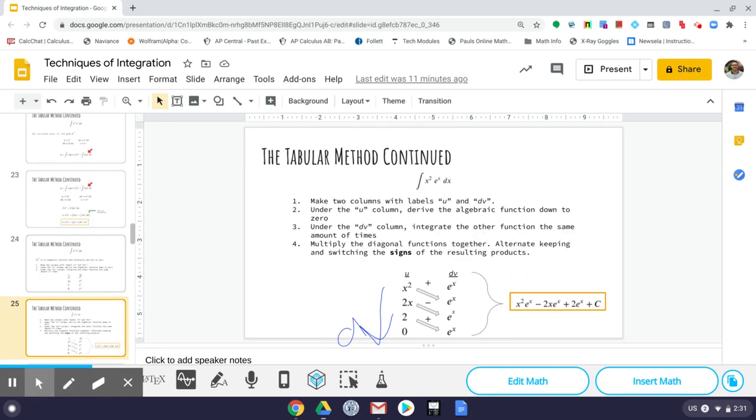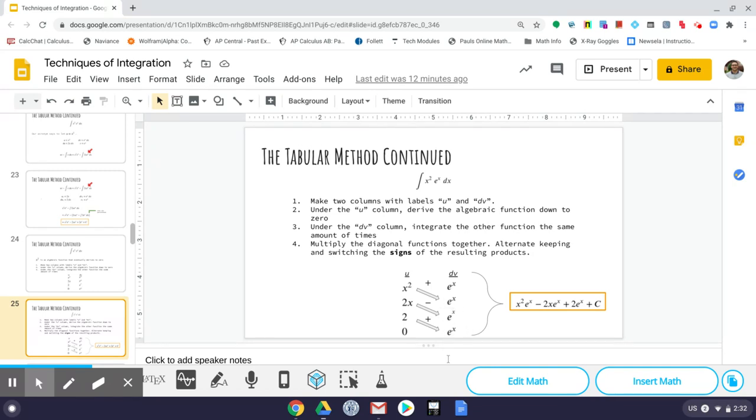So from there, what I'm going to do is I'm going to match up every other integral with the original u and then its successive derivatives. So x squared is going to be matched up with the integral of your original dv. 2x will be matched up with the integral of your second dv, and then 2 is going to be matched up with the integral of the third dv.